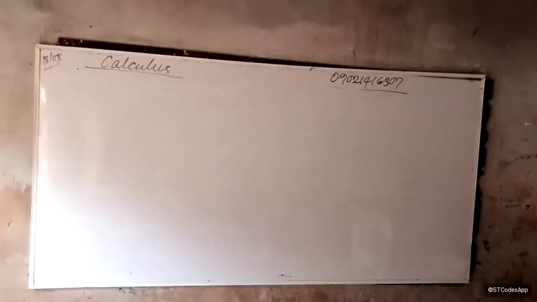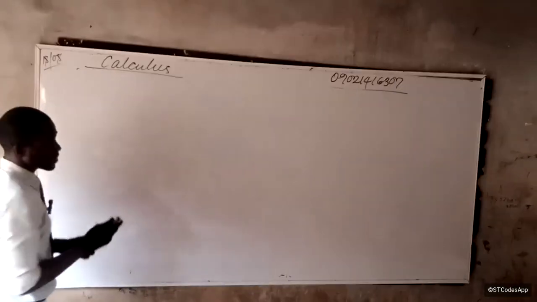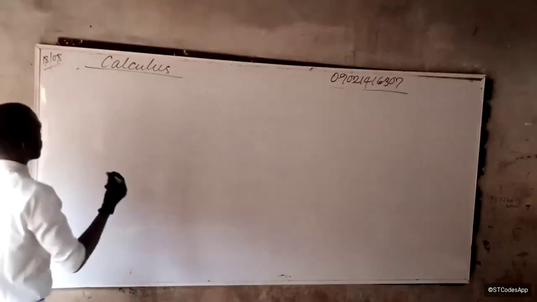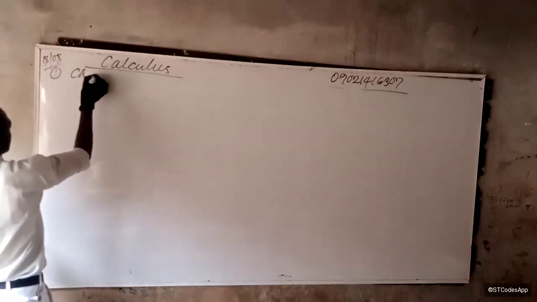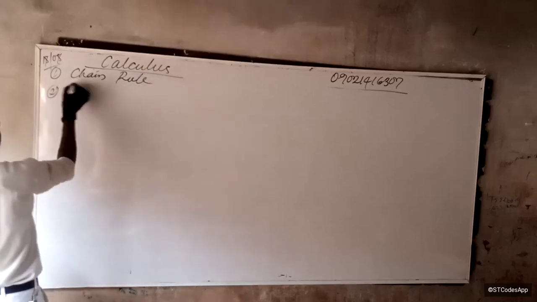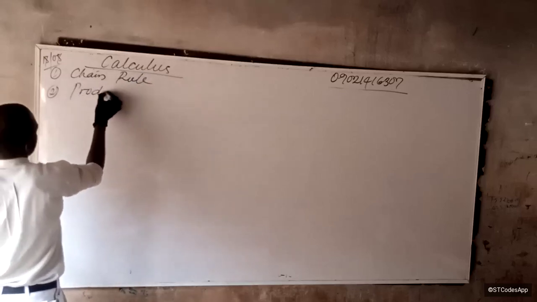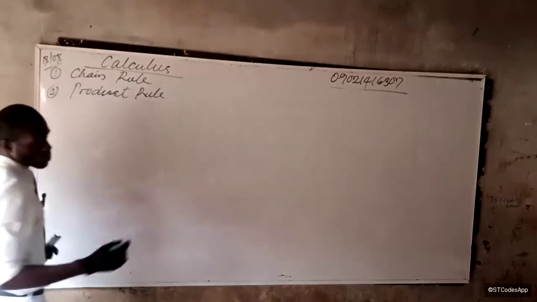In this video, we are going to continue on the methods of differentiation. We have the chain rule. So today we are going to be talking about the chain rule and the product rule. Now the chain rule is very simple.